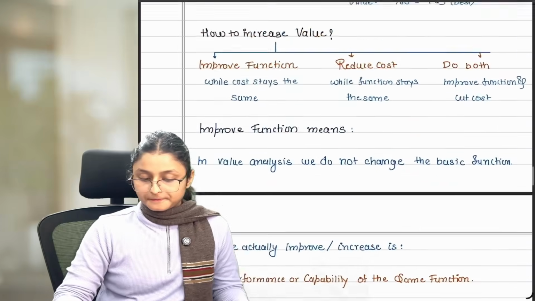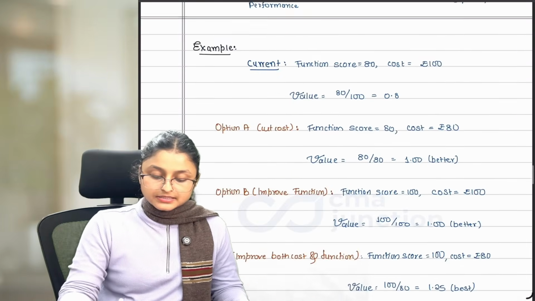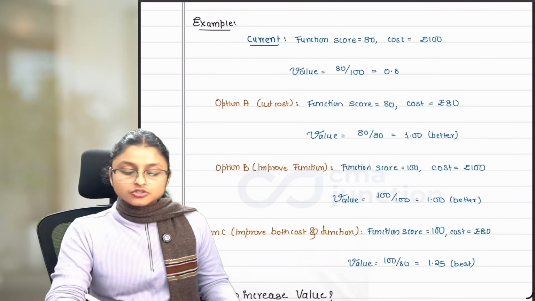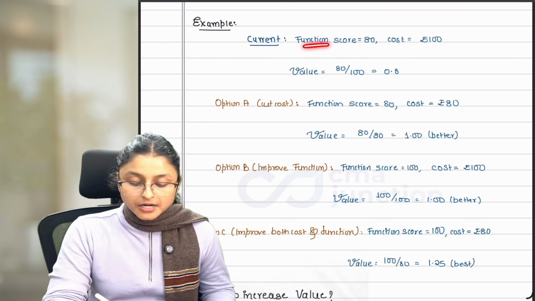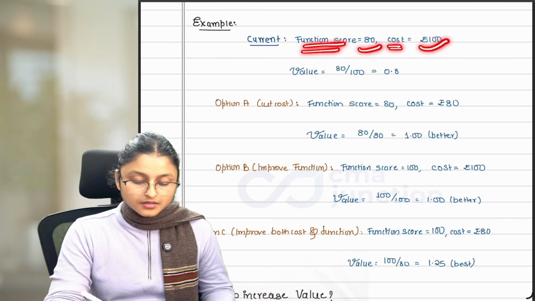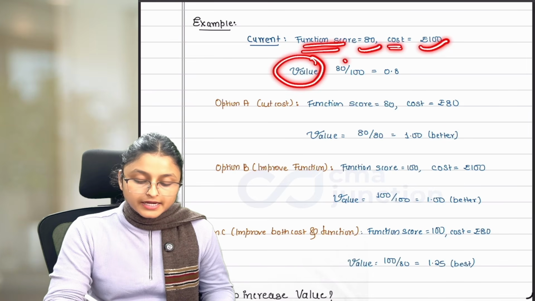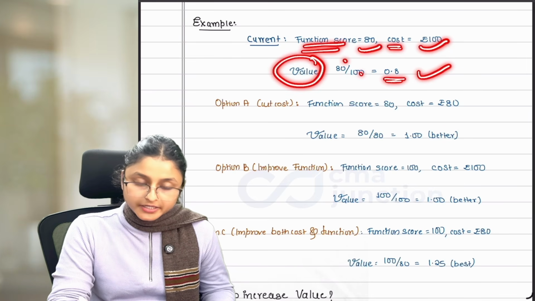Done. We can see this example to understand this in a better way. We have calculated that currently our product's function score is 80 and cost is 100. So total value is 80 by 100, that is equal to 0.8.